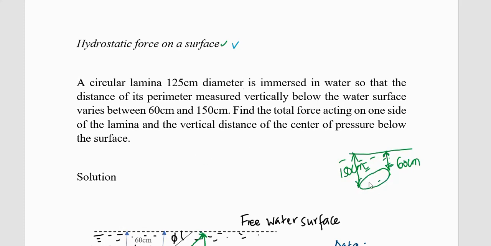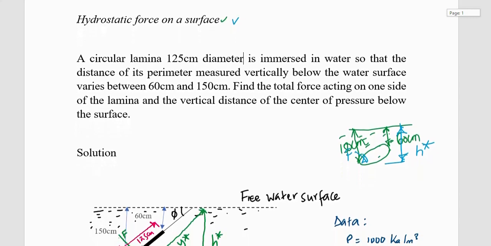Now, let us interpret this question. We see this is a circular lamina and it has a perimeter which is equivalent to its circumference. So, the lamina is tilted in such a way that one part of it is 60 centimeters below the free water surface and another part is 150 centimeters below the free water surface. So when you look at it in this manner, it means this fluid is going to exert a hydrostatic force F that we are required to calculate, and also we are required to determine the distance below the free water surface, which we can call H star, at which this hydrostatic force acts. So let us look at this question in detail.